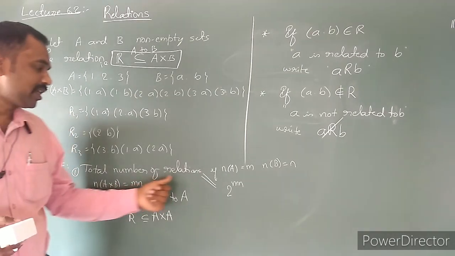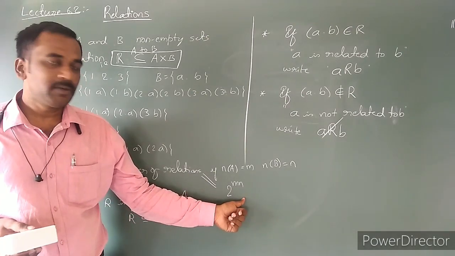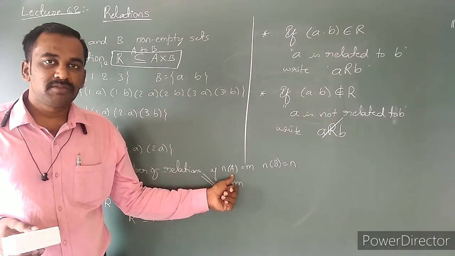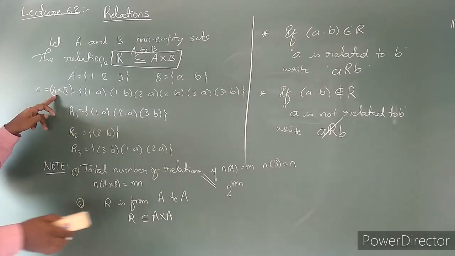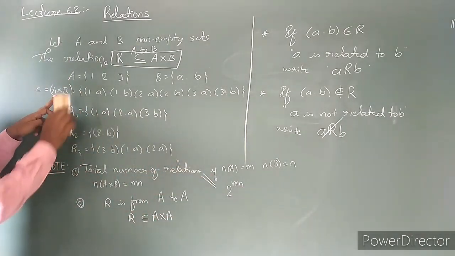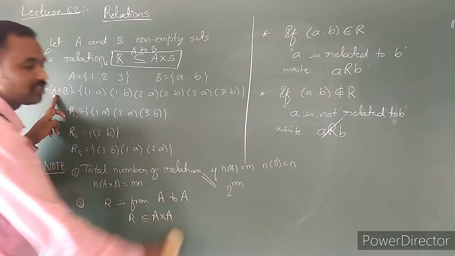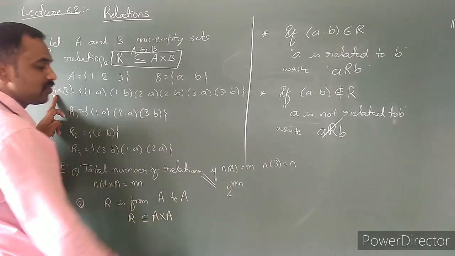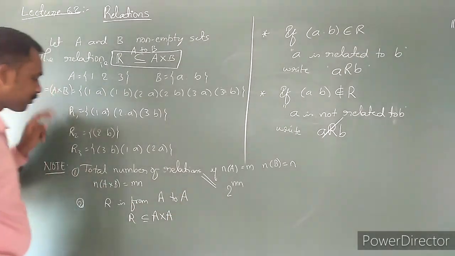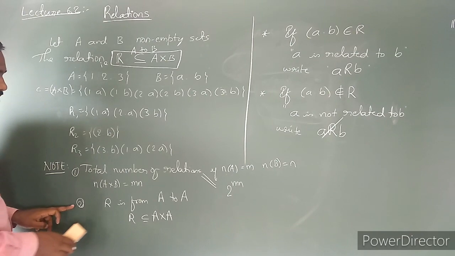Then the total number of relations is 2 power mn, where m is the number of elements in the first set and n is the number of elements in the second set. Very important point. Remember, a 1 mark question is going to be asked based on this formula. Next, the total number of relations is over.